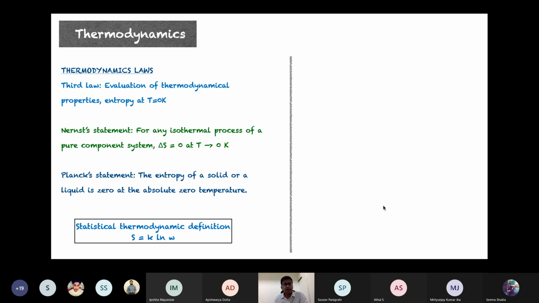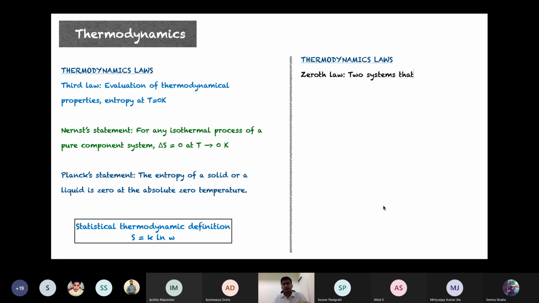And there's another one by Planck. He said the entropy of a perfectly crystalline solid, or a liquid, you have to be really careful when you talk about liquid and entropy, but for a perfectly crystalline solid, the entropy at absolute 0 temperature is 0. This is true to a certain extent, and there are exceptions that we'll discuss in the statistical thermodynamics part. But this gives us an idea of what happens near absolute 0 Kelvin. You can read more about this in your free time.